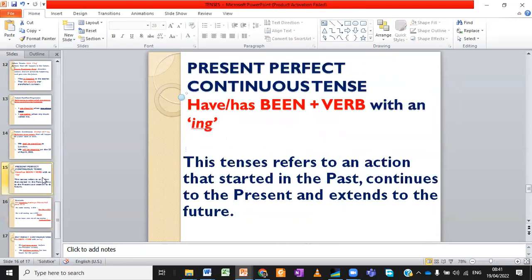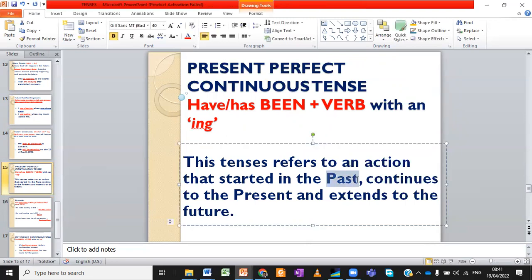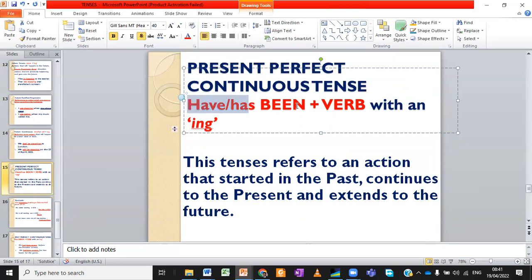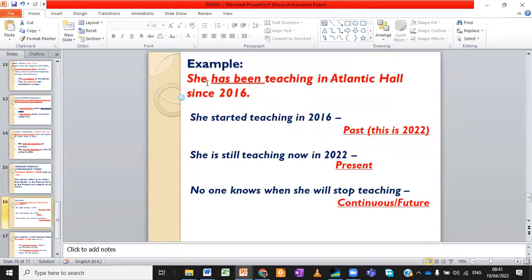So look at the definition again. Present perfect continuous tense refers to actions that started in the past, continue to the present, and extend to the future. And it must contain have, has, been, plus a verb with an ing. Look at the example. She has been teaching in Atlantic Hall since 2016. Analyzing the sentence, she has been teaching: past. She is still teaching: present. You don't know when she will stop teaching.